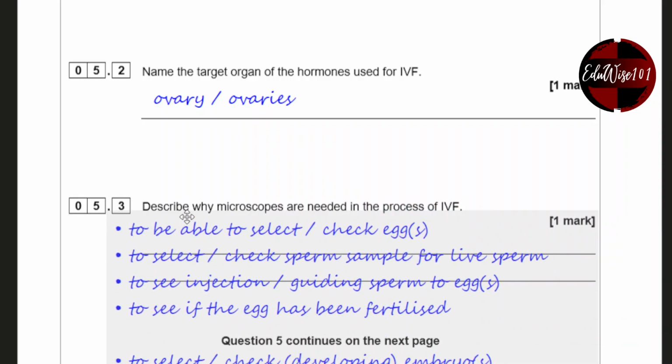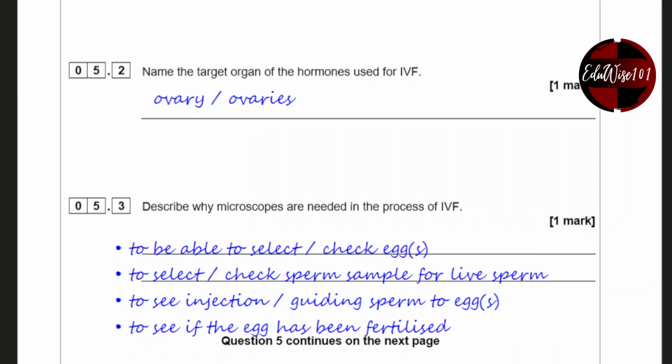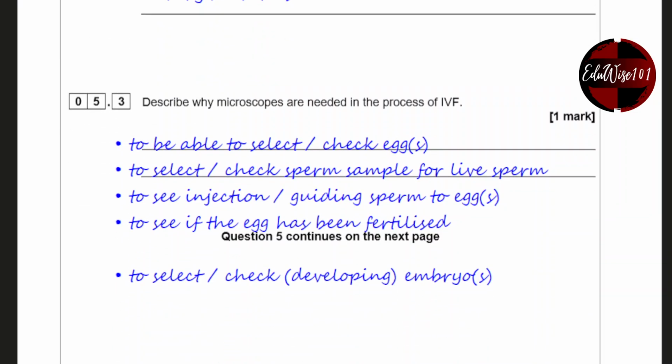So to be able to select or check the eggs, to select and check the sperm sample for live sperm, to see injection or guiding the sperm to the egg, to see if the egg has been fertilized, to see or select developing embryos. All of these steps require a microscope.